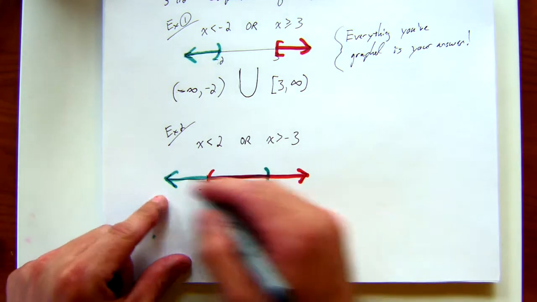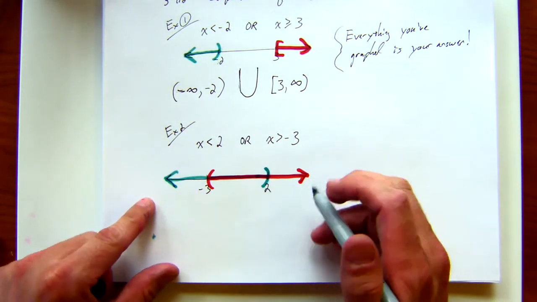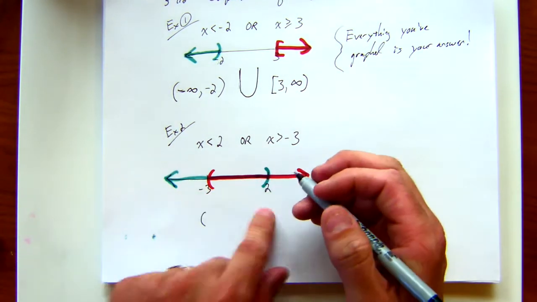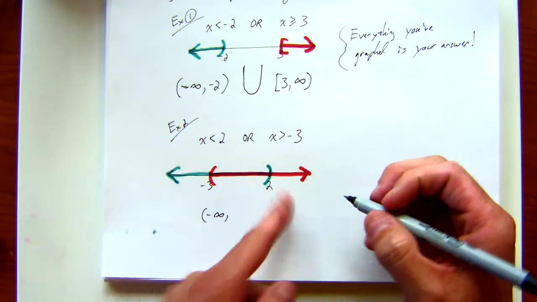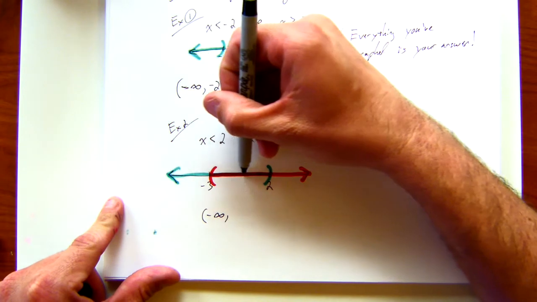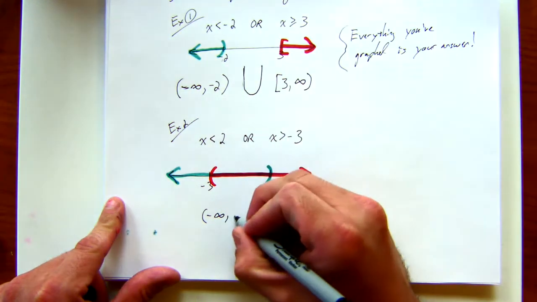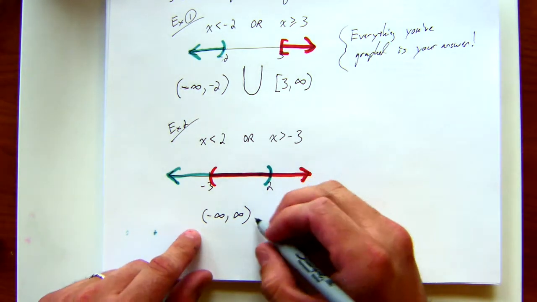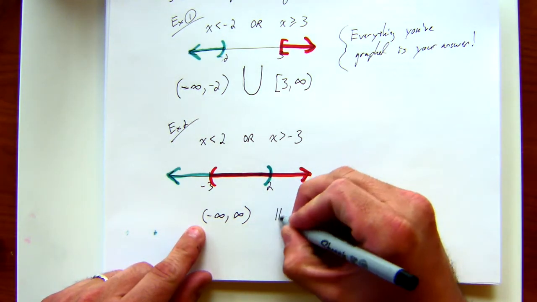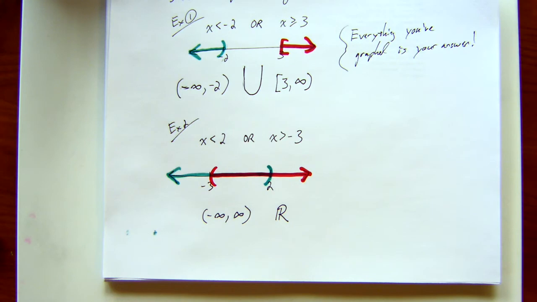Yeah, I've covered up the entire number line, right? So my answer then is, my endpoint over here is negative infinity, all the way to, all this is covered, all this is covered, all this is covered, all the way to positive infinity. Okay? So another way to say this is, all real numbers. Any questions on this?